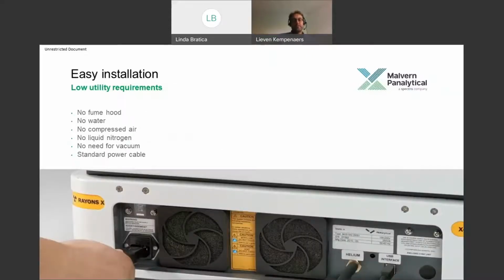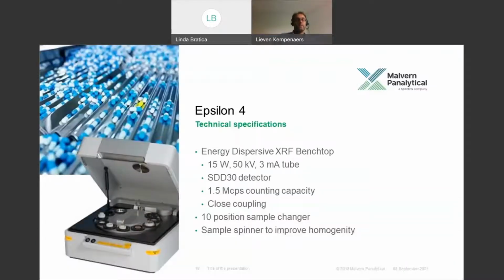The method itself is easy. The infrastructure is also very limited, and that means the installation of the instrument is also very basic. You don't need a fume hood, you don't need water, compressed air, no liquid nitrogen is needed. Not even a vacuum pump is needed for this instrument. Just a standard power cable. That's it, like you have with your computer, same electricity. So not complex at all.